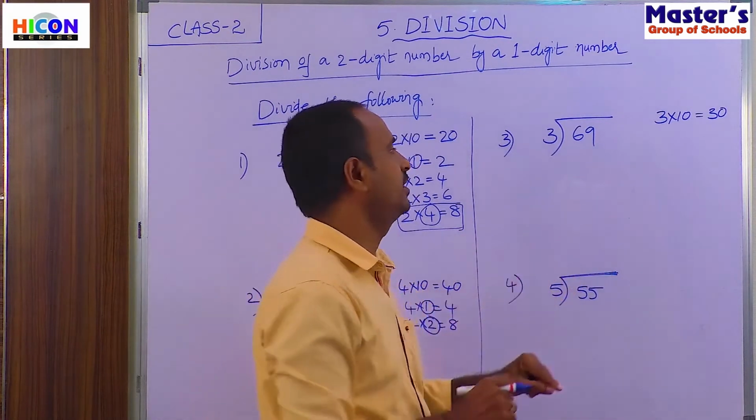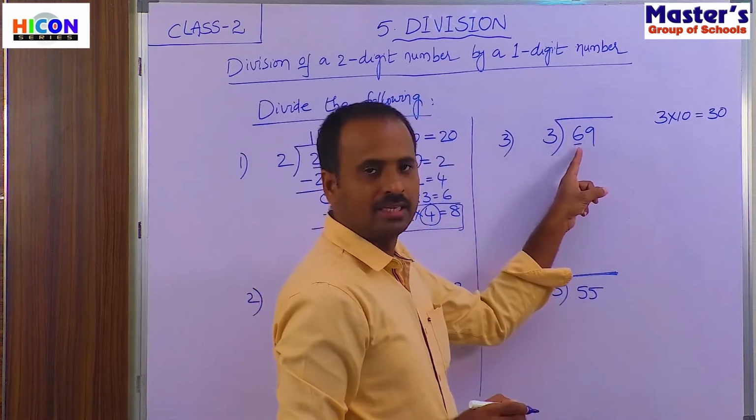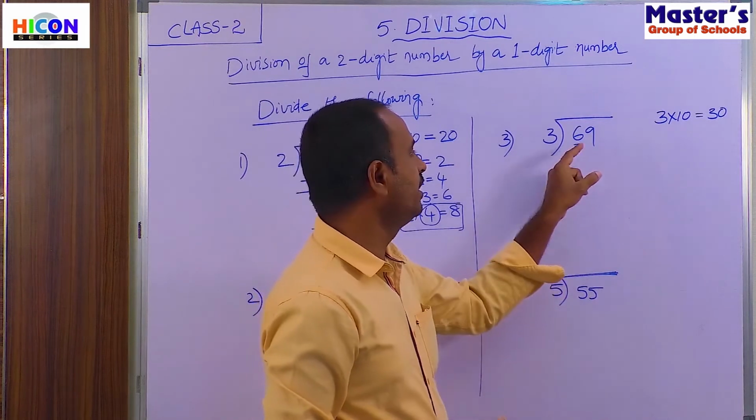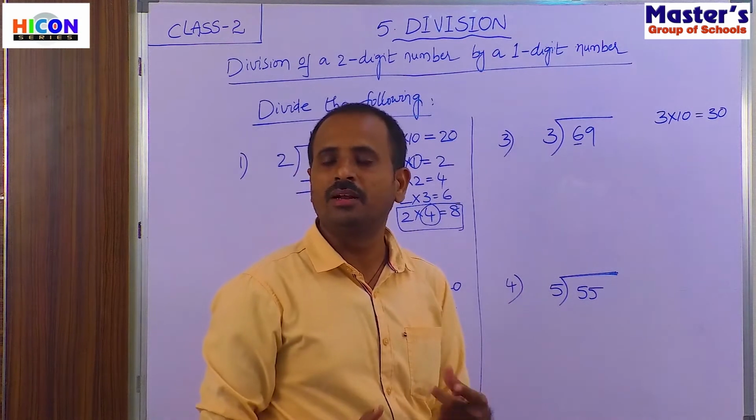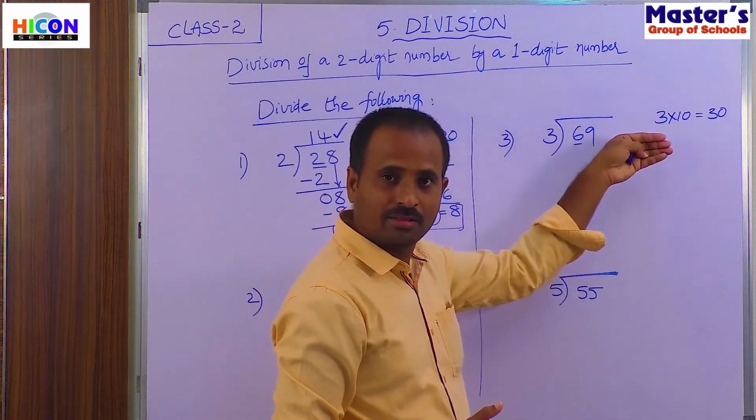So let us take the first digit in the dividend. What is the first digit here? 6 is the first digit. So now take 6 and let us find how many times, that is, when does the number 6 come in the third table? So let us recall the third table.